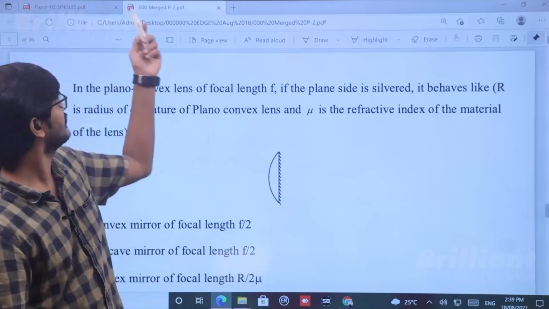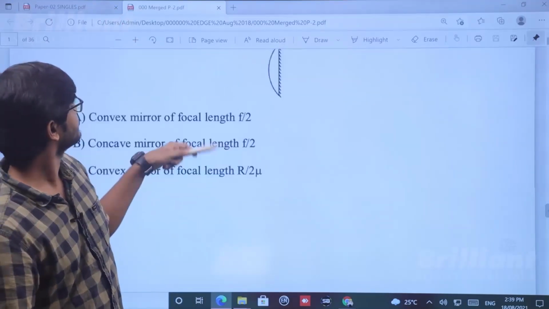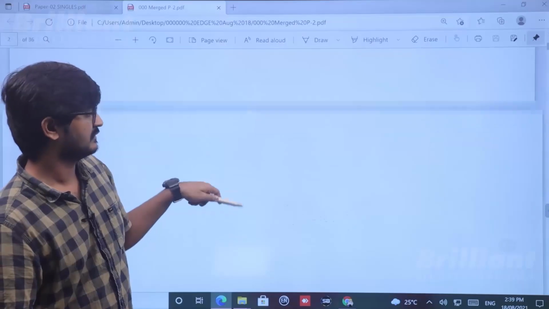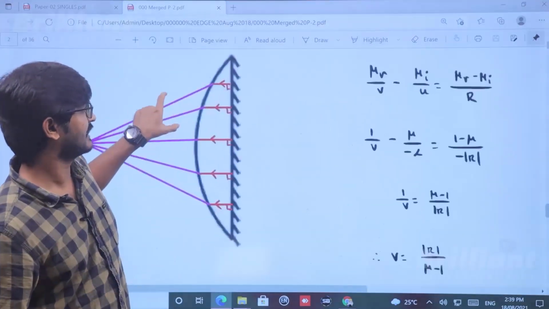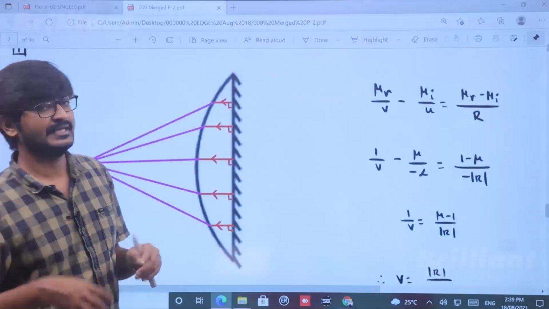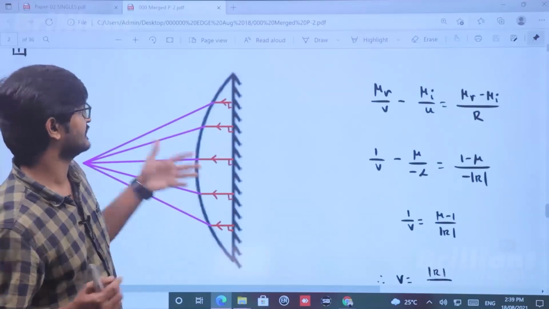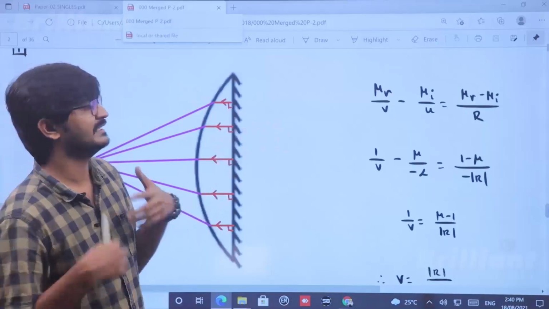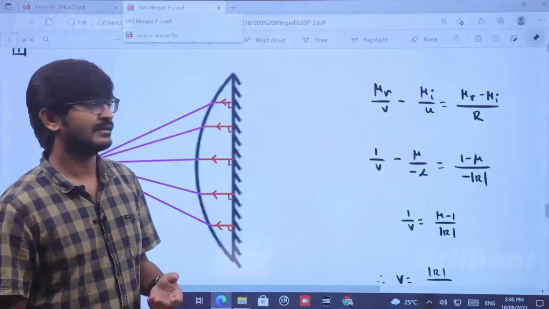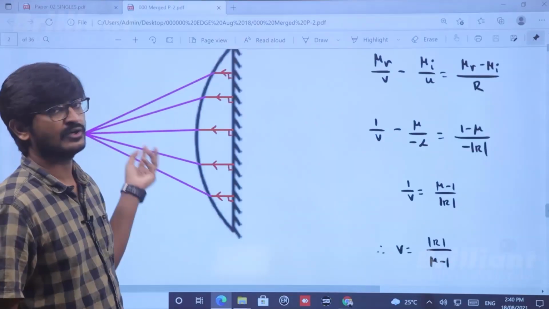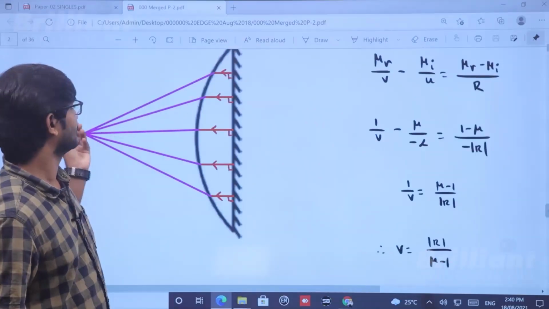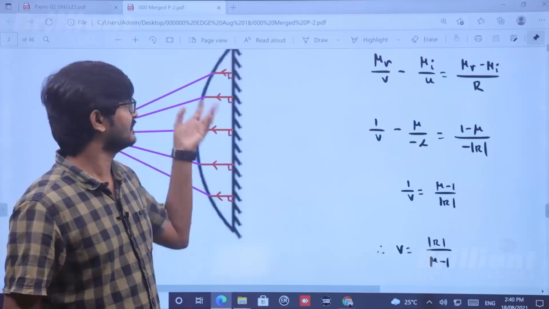Right? There is no single way of solving it, so generally I prefer one of two ways. One is I will be sending parallel rays and I will be seeing where the image is getting formed, or the other way is I will be seeing where I need to keep the object so that the image will be formed there itself. So if the image is forming there itself, the rays will be retracing the path.